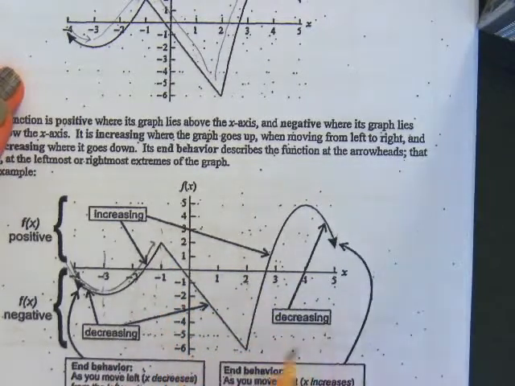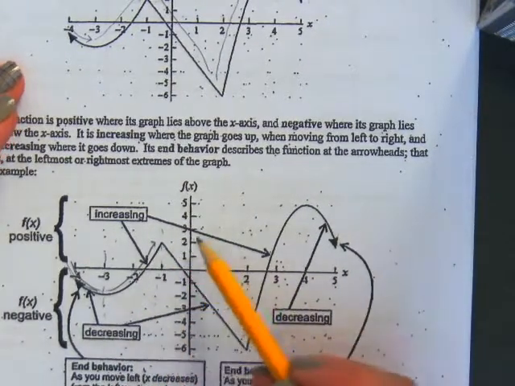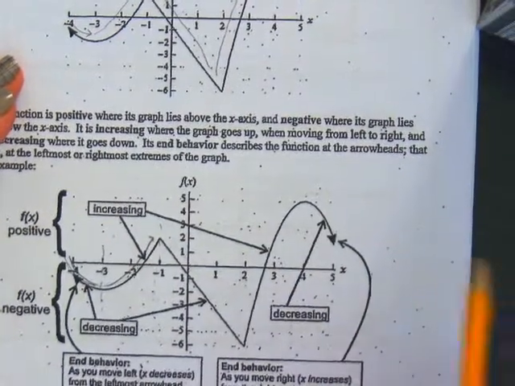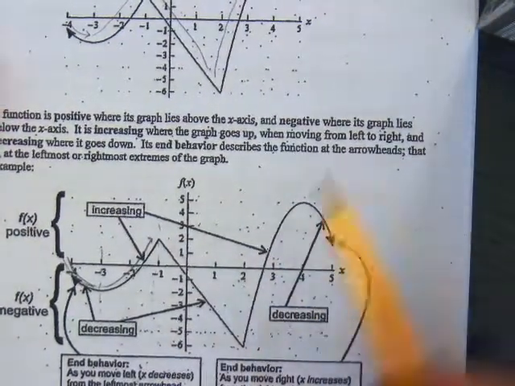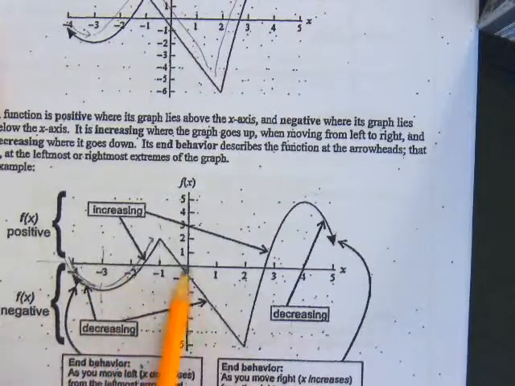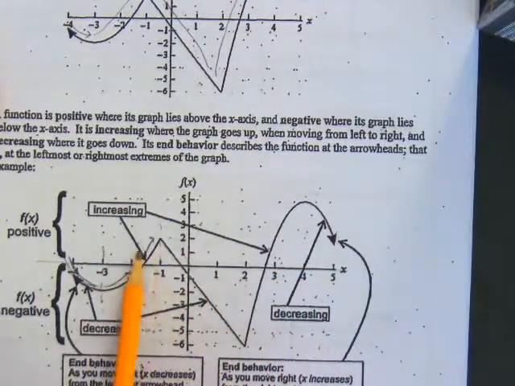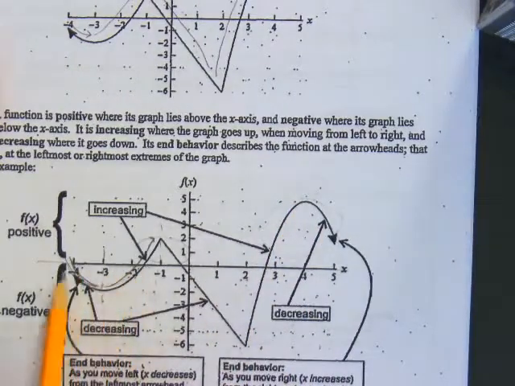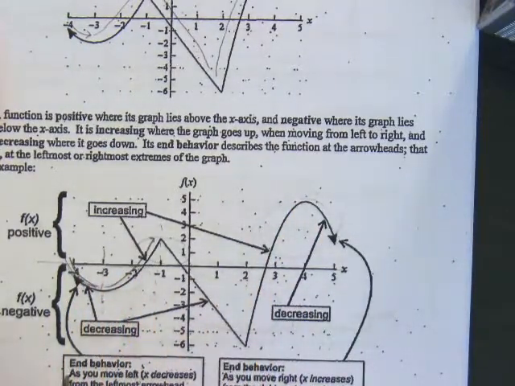And that goes until about -1 on the x-axis. And then it starts to go down again until about 2, increasing again until over to 4, and then decreasing. So we have increasing, decreasing. Anywhere that your function is above the x-axis, so from here to here and over here, it's positive. And anywhere that it's below would be negative.